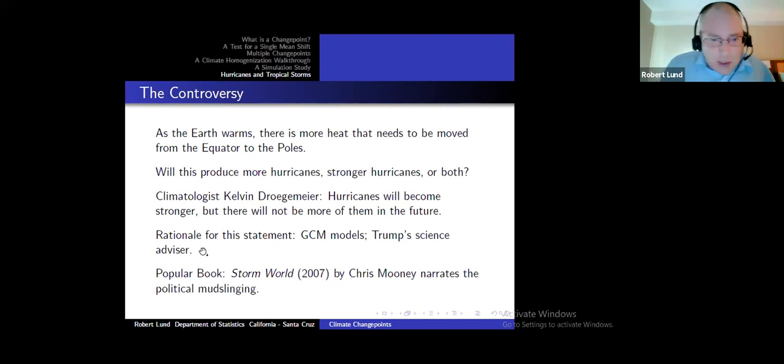there's issues. There is a popular book on this controversy called Storm World. And if you ever want to read about the modern climate controversy, it's by Chris Mooney. It's not the greatest book in the world, but it's got so many cool things about political mudslinging. It talks about lots of people that I know, and I found it a fascinating read. But as a statistician, I want to try to weigh in on what I see on this controversy.